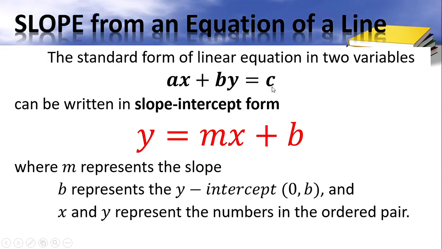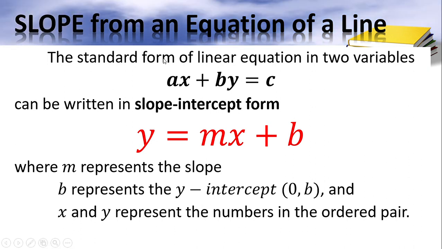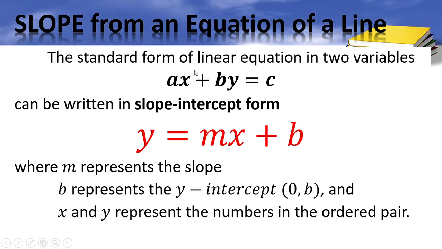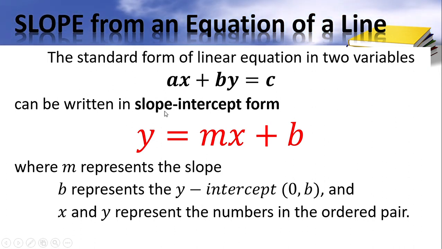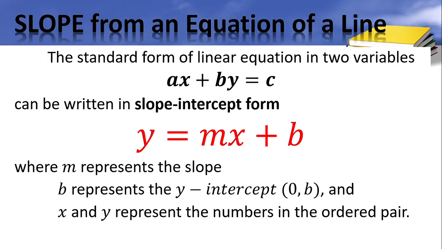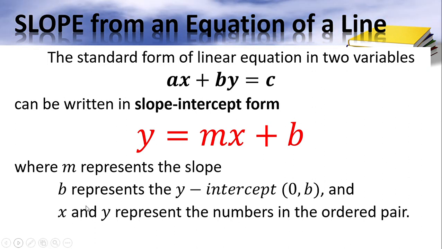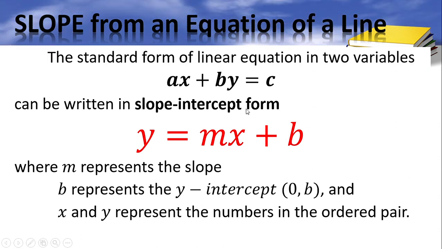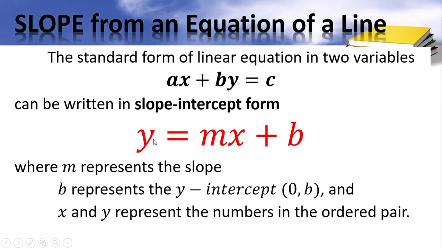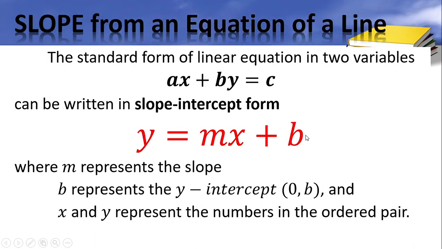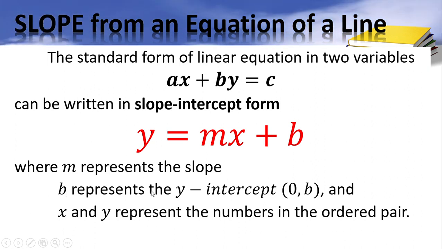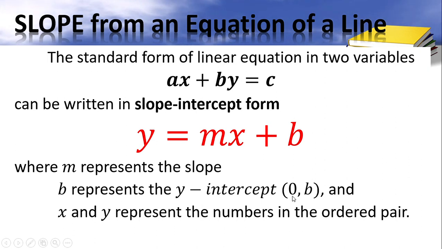Now, there is a certain problem in mathematics where you need to transform the given equation into the slope intercept form so that you can easily identify your slope, your y-intercept, and what our graph will be from that equation. Please remember that the slope intercept form is y is equal to mx plus b, where m represents the slope and b represents the y-intercept.